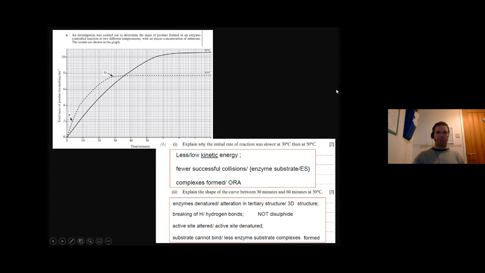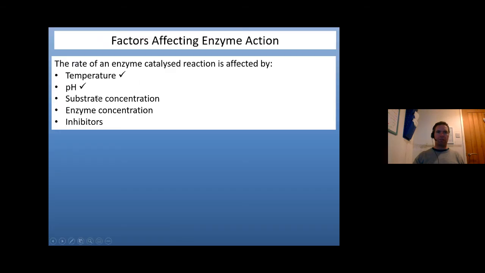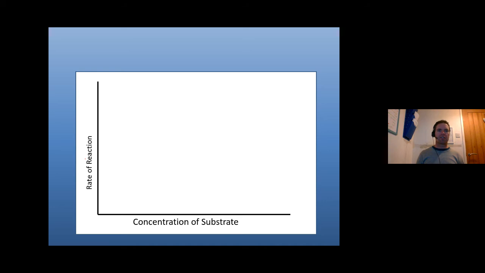Right. Okay. Let's see if we can move on. So we've done temperature, we've done pH. Those are just an extension from GCSE. Let's look at how substrate concentration affects rate of reaction. So here's our standard graph we'd expect to see. Look, it's changed now, okay?